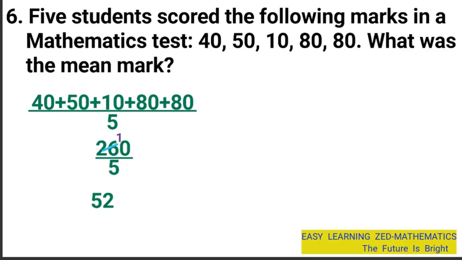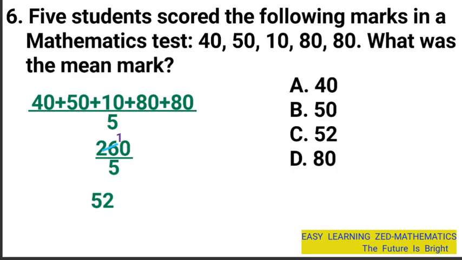I did not put the options. So here were the options. We have A, which is 40, B, which is 50, C, which is 52, and D, which is 80. So the correct answer was C, which is 52. Let's go to question number 7.